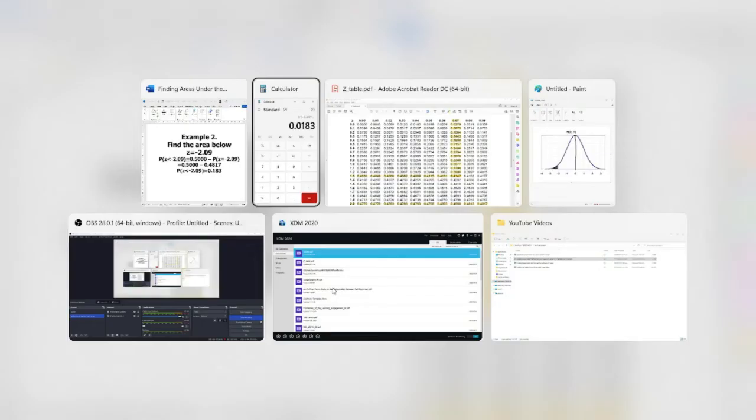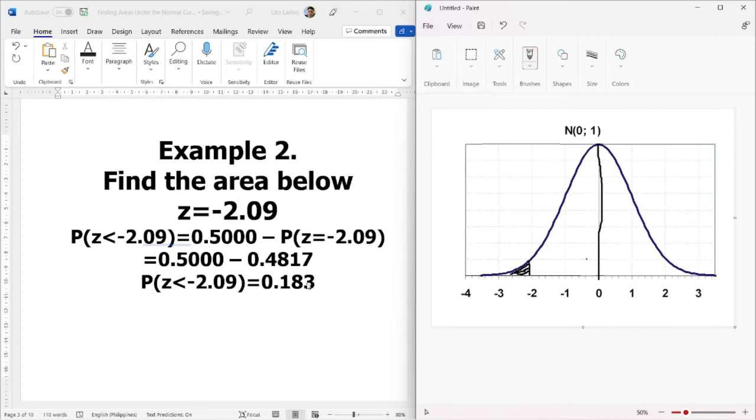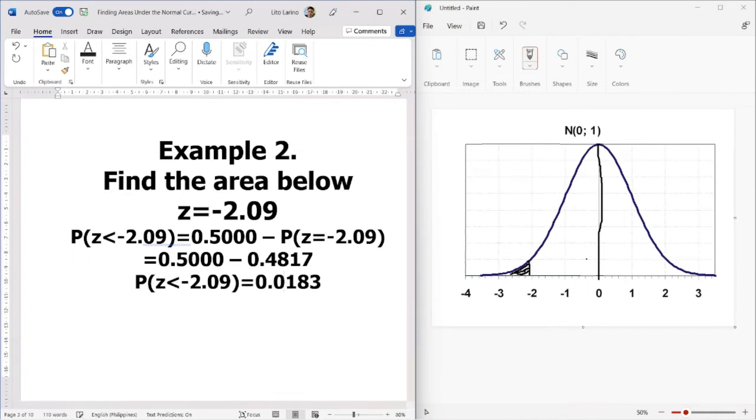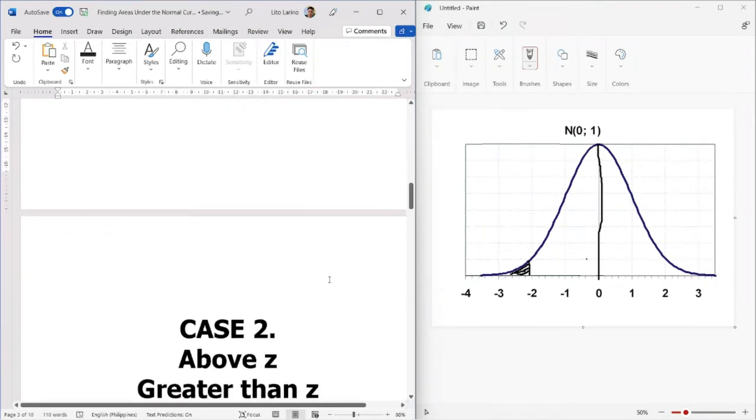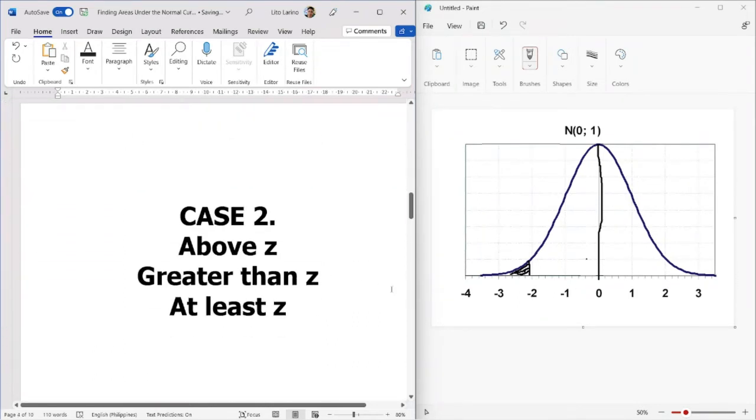Okay. Now the area to the left or below the z-score negative 2.09 is 0.0183. Let us have our second case.